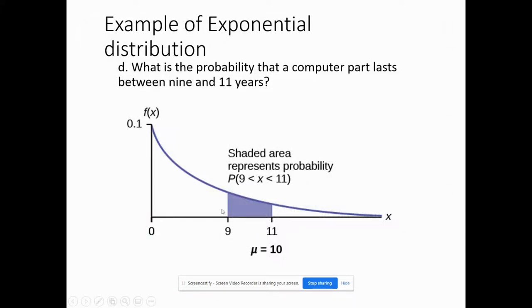And here is the graph. So here's 9, here's 11. I'm looking for that area. It looks a lot like what we did with the uniform, but the difference is we have a different formula and it's a different distribution.